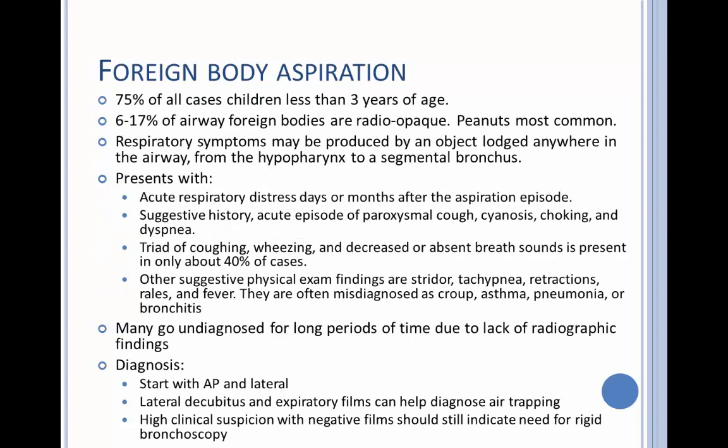Now, let's talk a little bit about foreign body aspiration, mostly in the airway. Basically, it's present in 75% of children less than 3 years of age. Very, very common. Most commonly in the nasal area, the intellectually impaired, and even psychiatric patients. Common objects that could be pushed in are cotton, paper, beans, seeds, nuts. The most common are the nuts, the peanuts.